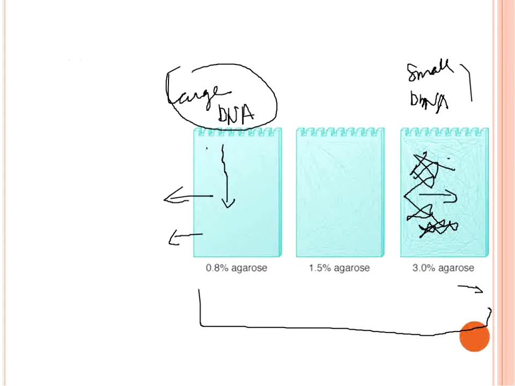Any questions about agarose concentration? And when you would use larger and smaller? Does that make sense? All right.